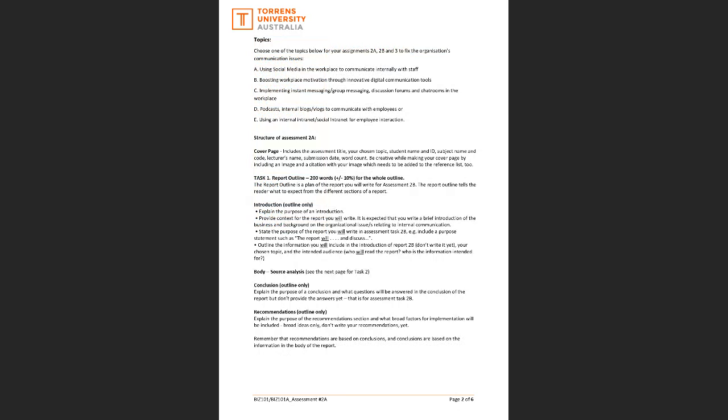So in terms of the topics that are available to you, you choose one of the topics here. You can choose either A, B, C, D, or E. Make sure you stick with the same topic for all of the assessments left in this unit. Your first topic you can choose is about using social media in the workplace to communicate internally with staff. Topic B, boosting workplace motivation through using innovative communication tools. C is about implementing instant messaging or group messaging, discussion forums and chat rooms in the workplace. Option D is about podcasts, internal blogs and vlogs to communicate with employees. And the final option, number E, is about using internal intranet or a social intranet for employee interaction.